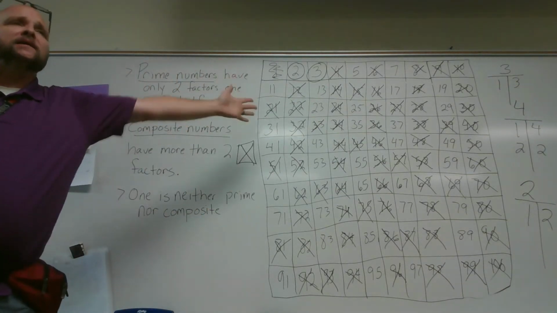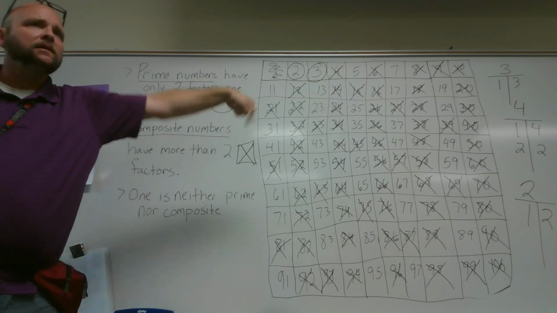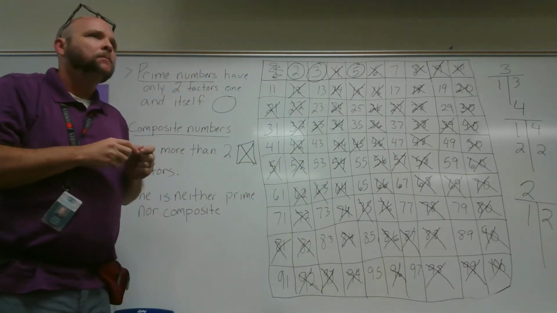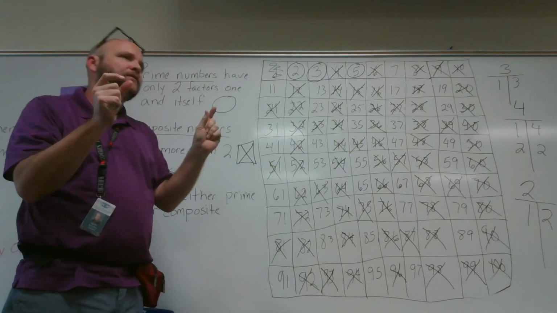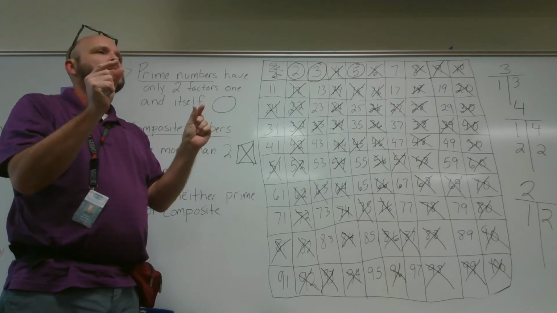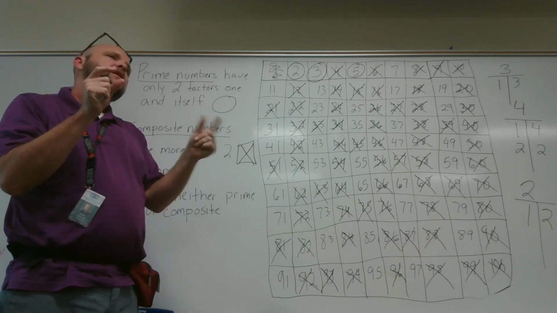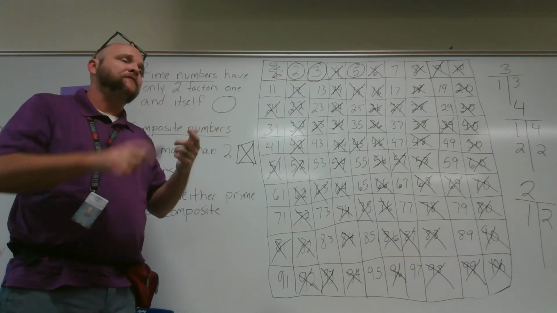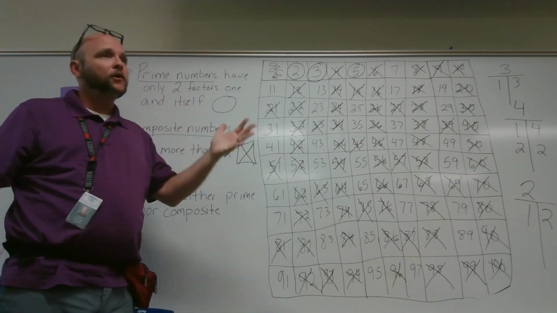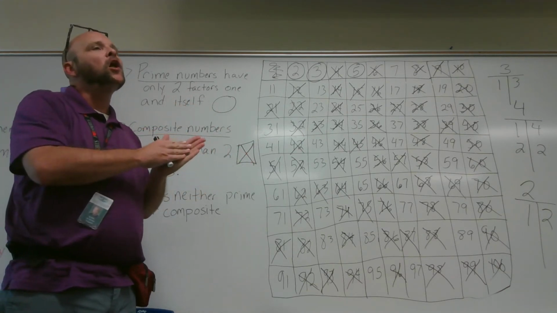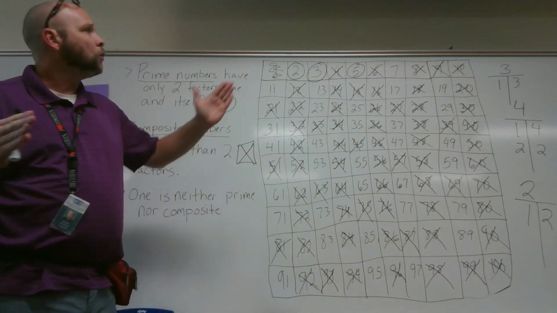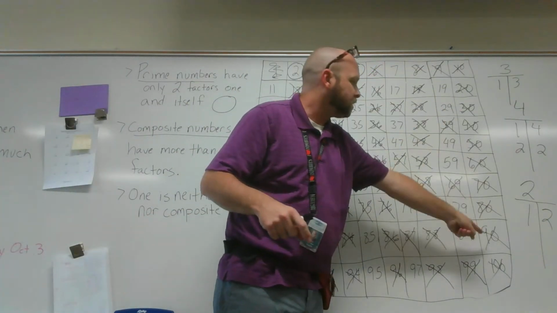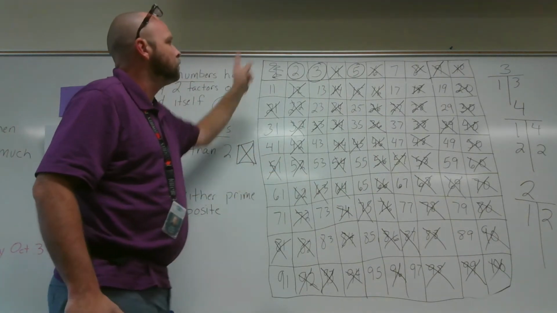All right, so now our next prime number is 5. Why is it prime? Because 1 times 5 is the only pair of factors of 5. There are no other whole numbers that you can multiply together to equal 5. But the multiples of 5, 10, 15, 20, 25, 30, 35, 40, 45, 50, they all have 5 as a factor. So 10's already crossed off, 15's already crossed off, all the ones that end in 0 are crossed off.